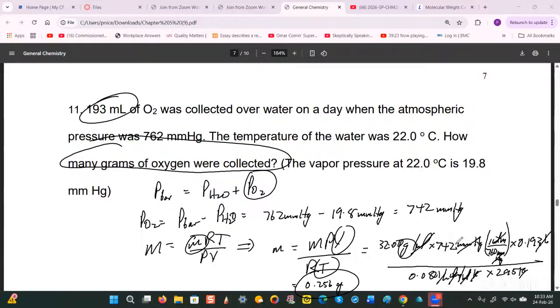32 times 742 divided by 760 times 0.193 divided by 0.0821 times 295. So the actual answer is not far from this, but still I need to correct that. So the actual answer here is 0.249. So here I'm going to put 0.249 grams. All right, thank you very much for that.